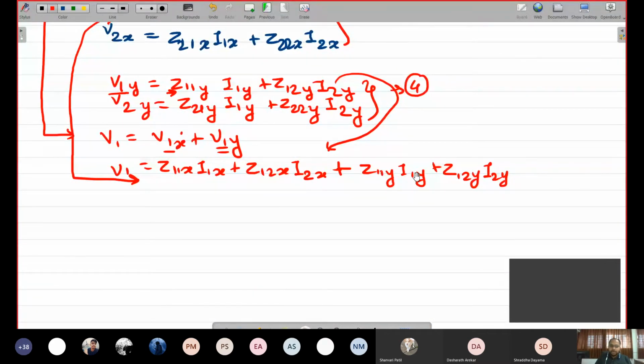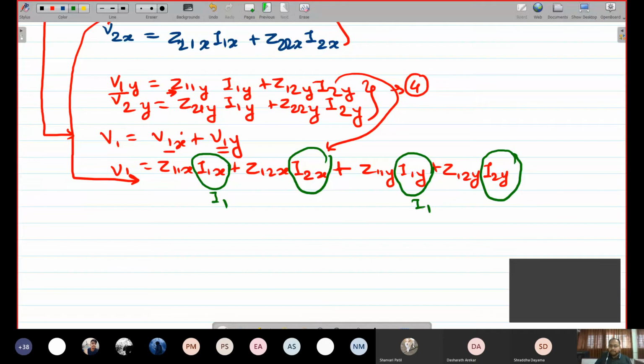Okay, so over here, let me change the color. Over here, I'm going to put it as I1. Yes, is it right? And at this place of I2x and I2y, I'm going to put it as I2. So this will be represented as I1, this will be represented as I1, this will be represented as I2, and this will be represented as I2. Is it fine?